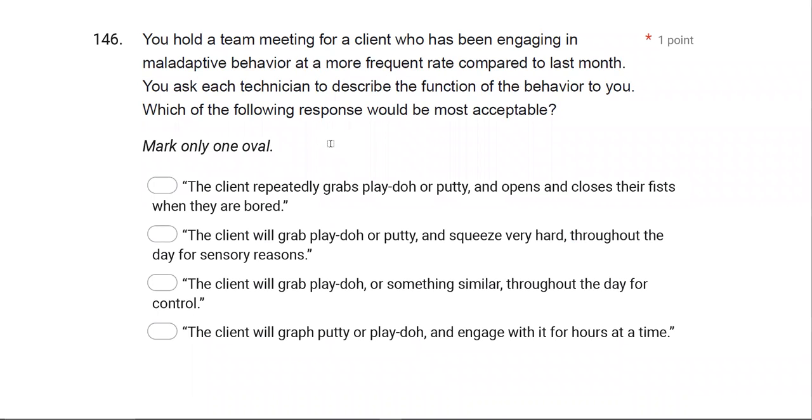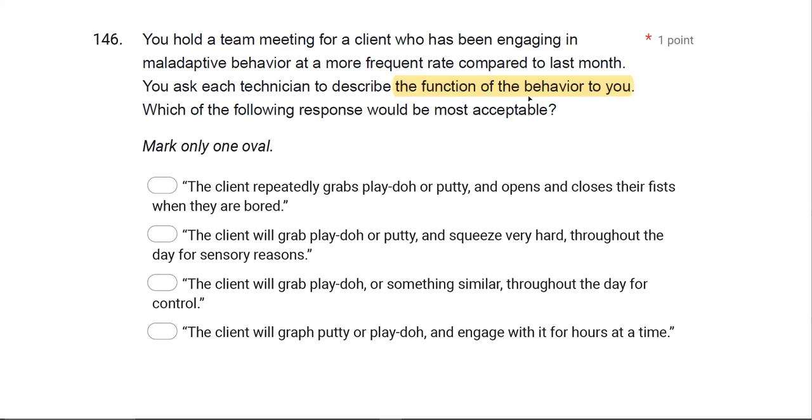146, you hold a team meeting for a client who's been engaging in maladaptive behavior at a more frequent rate compared to last month. You ask each technician to describe the function of the behavior to you. Which of the following responses would be most acceptable? So which response is going to be most acceptable? Well, what kind of response are we looking for? We're looking for the technicians to describe the functions of the behavior.